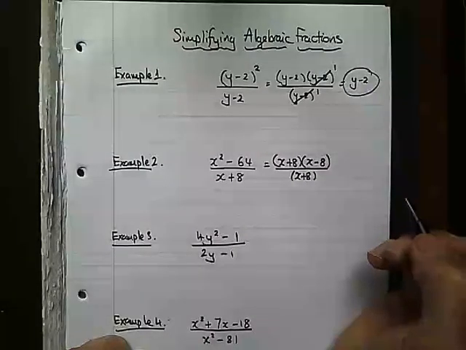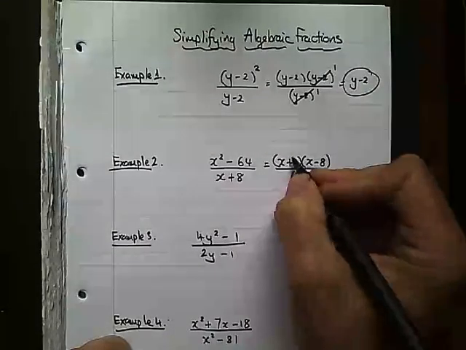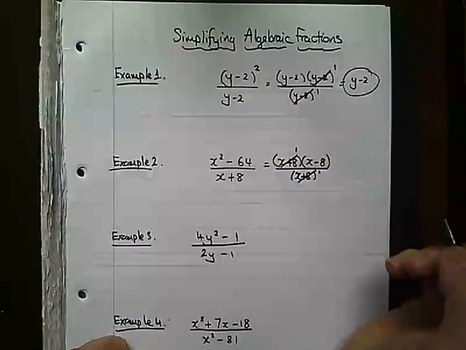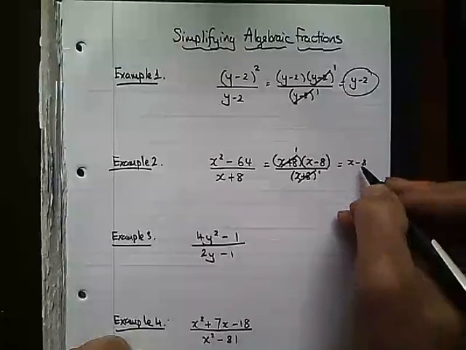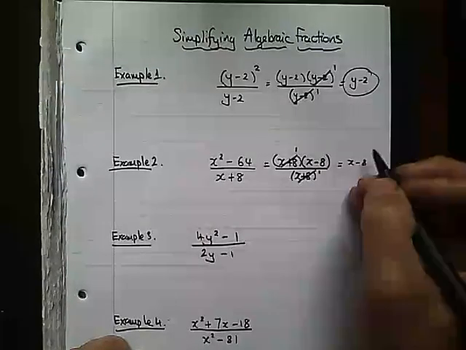So I can now cancel out like terms, x plus 8 and x plus 8, putting a 1 in replacement. So it's 1 lot of x minus 8, which is x minus 8, divided through by 1, which is just x minus 8 on its own. Okay.